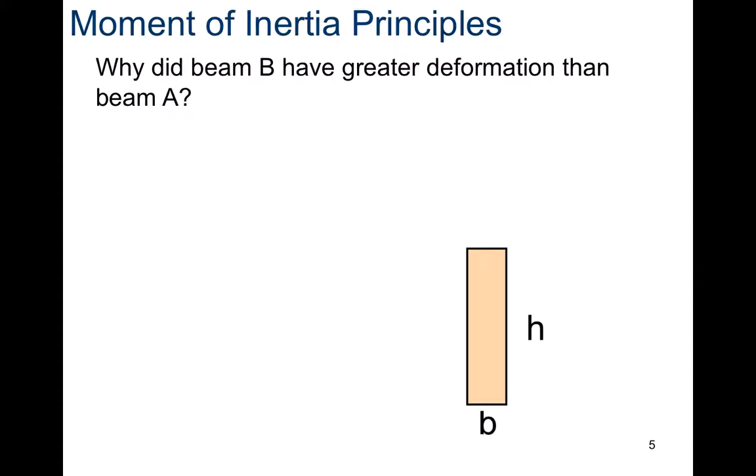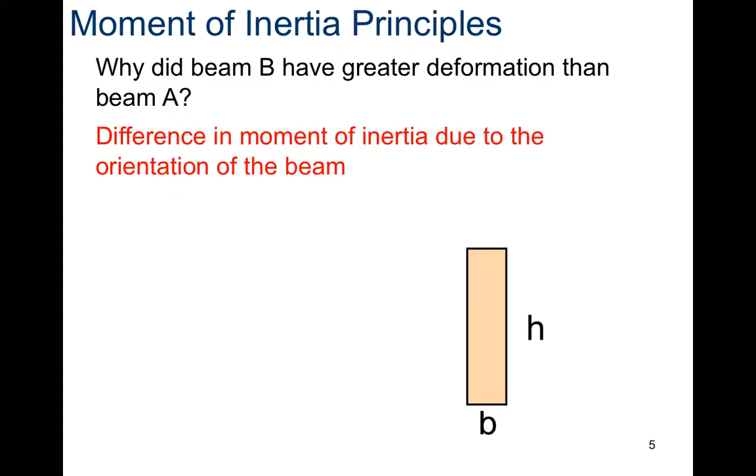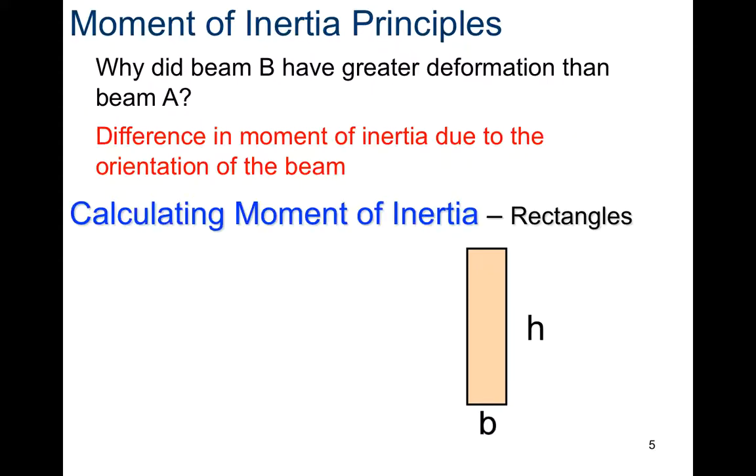Okay, so why did beam B have a greater deformation than beam A? That has to do with moment of inertia. It has to do with how much of the material is distributed vertically as opposed to horizontally. So it's how the material is distributed due to the orientation of the beam.